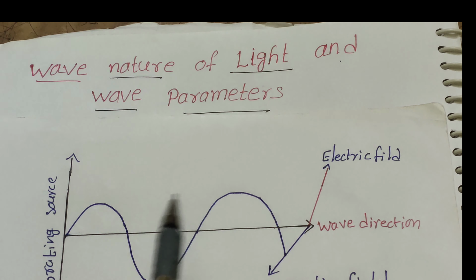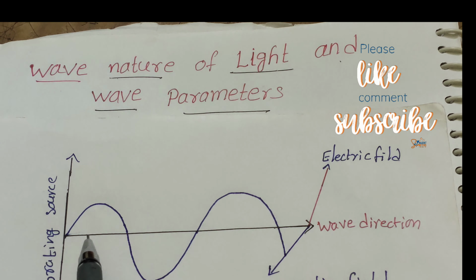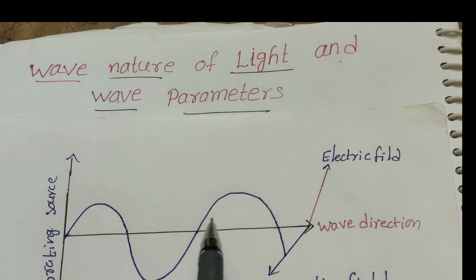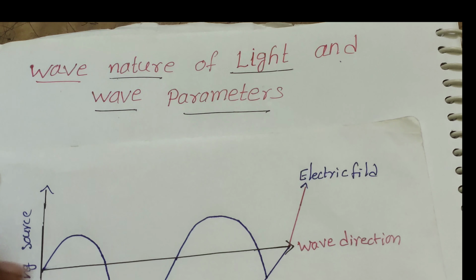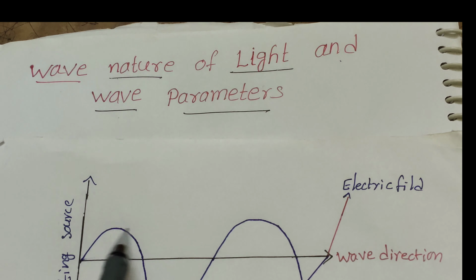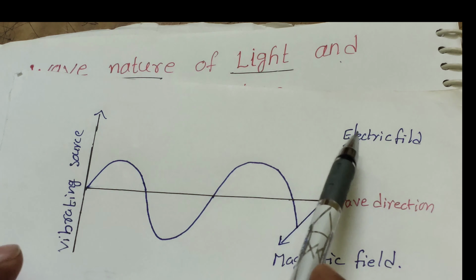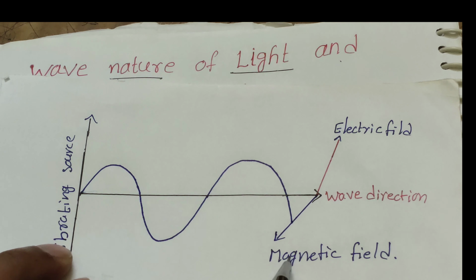According to the theory, energy is transferred from one body to another body in the form of a wave. Those waves travel in space with a speed of approximately 3 into 10 to the power of 8 meters per second. Whenever light or light-like sources travel like a wave motion, they have two types of fields. One is the electrical field and the second one is the magnetic field, and here is the wave direction.